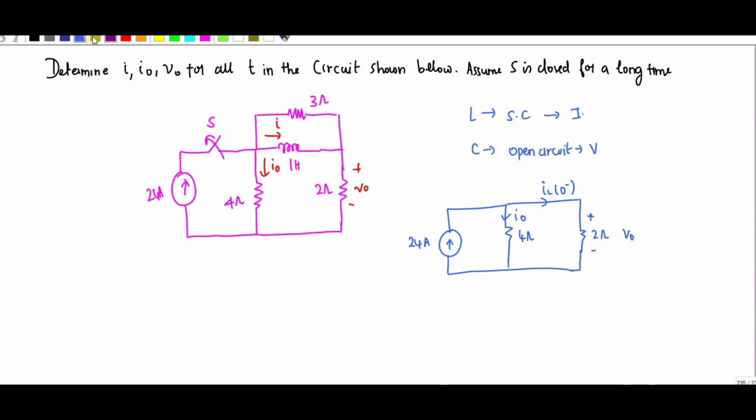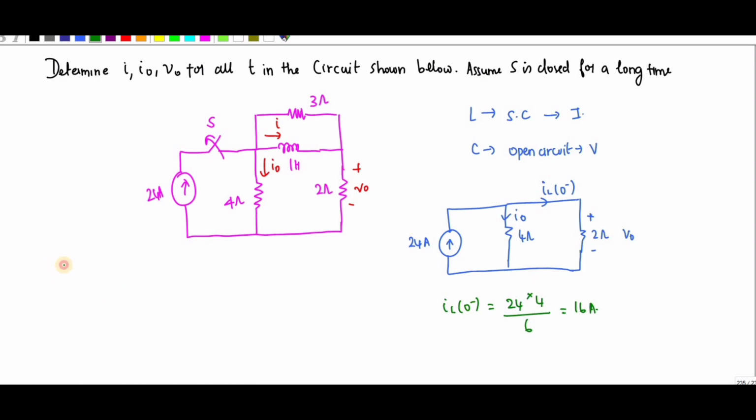To find the IL of 0 minus, since it is t less than 0, I'm mentioning it as 0 minus. Applying the current divider rule, 24 into opposite resistance divided by total resistance, which is 6. So the answer is 16 amps.